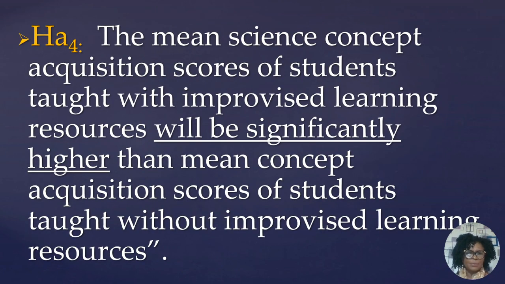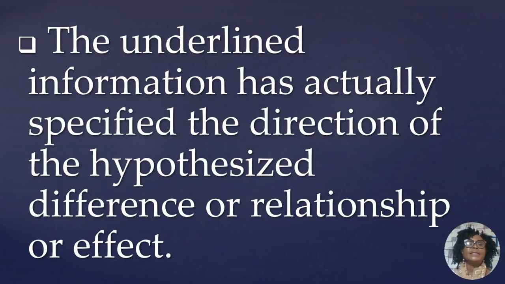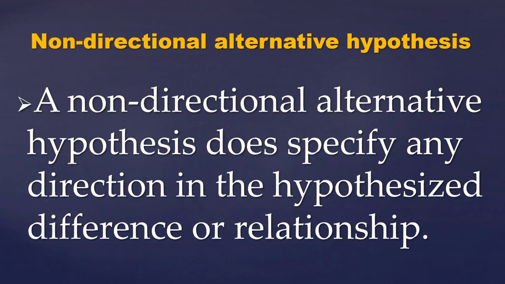So let us look at this sample. You say the mean science concept acquisition scores of students taught with improvised learning resources will be significantly higher than mean concept acquisition scores of students taught without improvised learning resources. So this one is directional. It's telling us it's going to be higher, not just that there will be a difference. So we know we are going to expect to see something higher. The statement has actually specified the direction of the hypothesized difference or relationship.